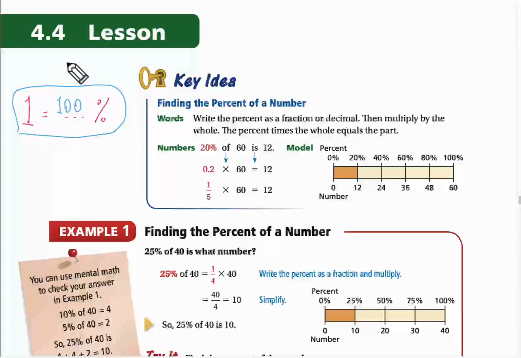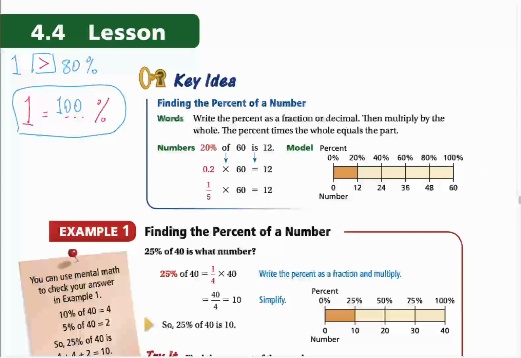For example, this one is 80%. This is greater than or less than 1? Which is greater, the whole one or the 80%? The whole one. Yes, Nasrallah? The whole one, of course. The whole one is greater. 100.